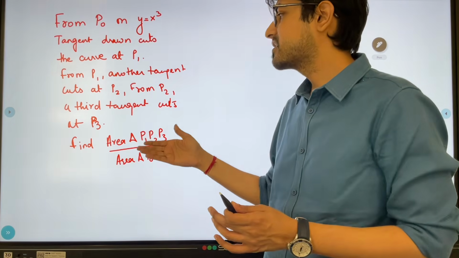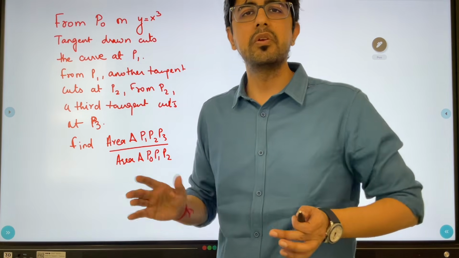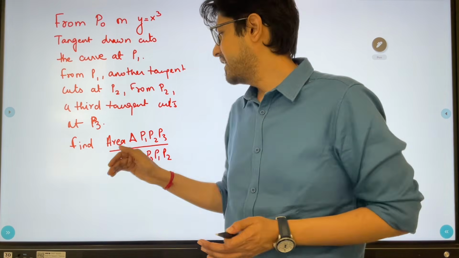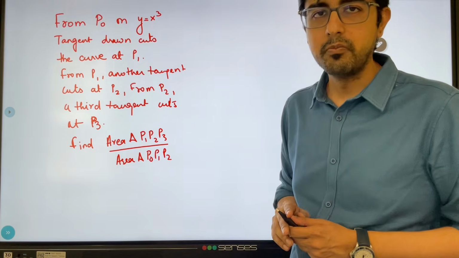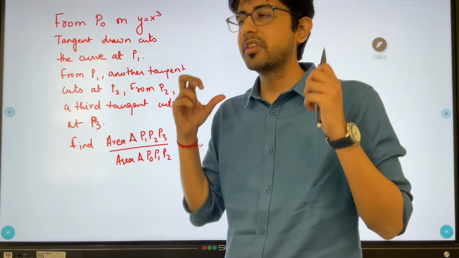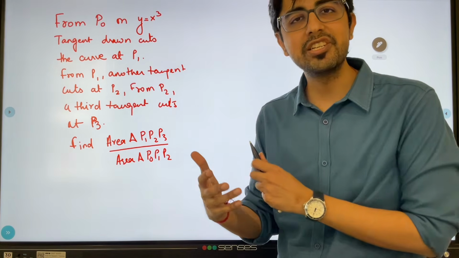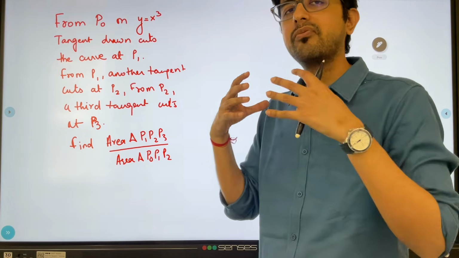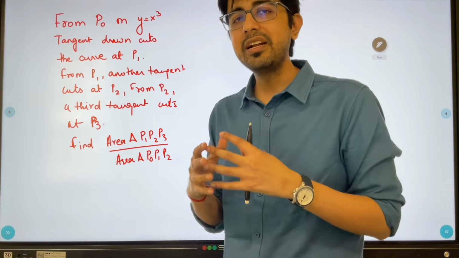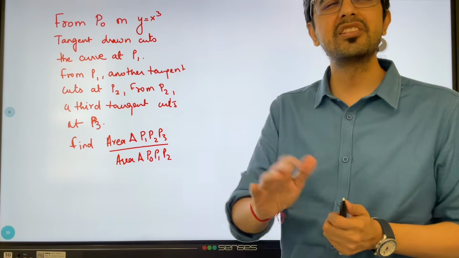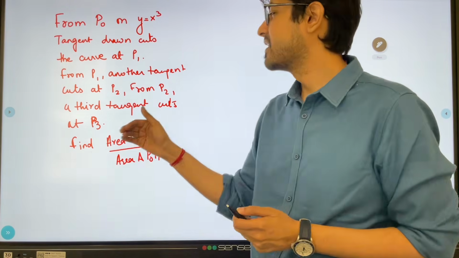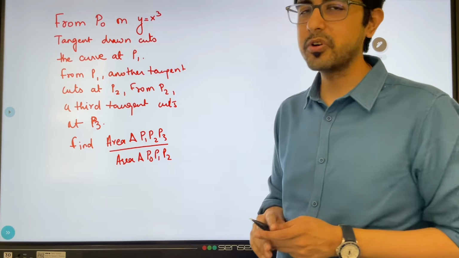The question states, find the area of the triangle P1, P2, P3 to the area of the triangle P0, P1, P2. By the looks of it, the question sounds very challenging, but if you have confidence in your ability and conceptual clarity, especially around theory of equations, this question is a sitter of a question.